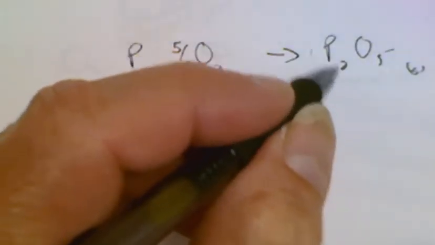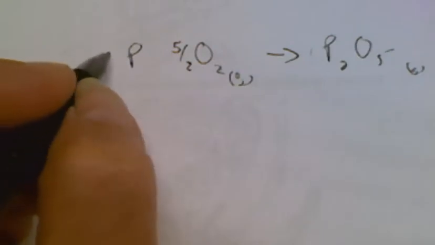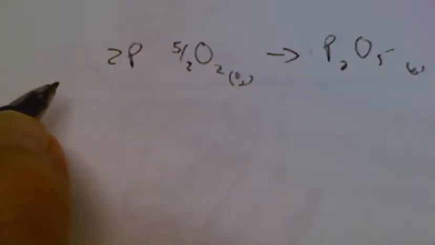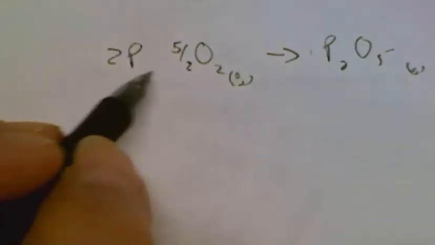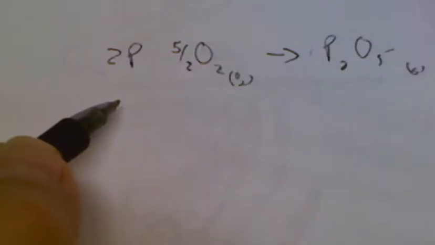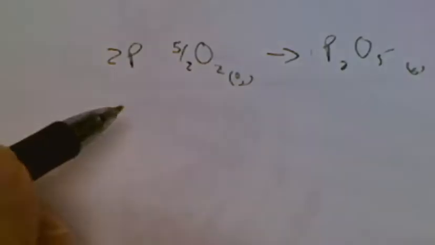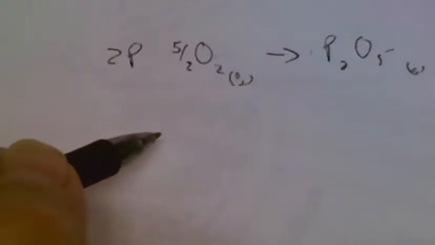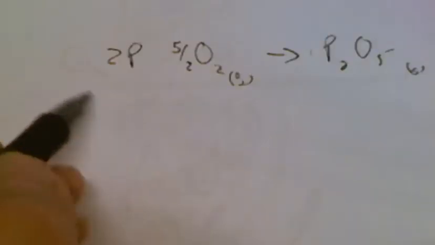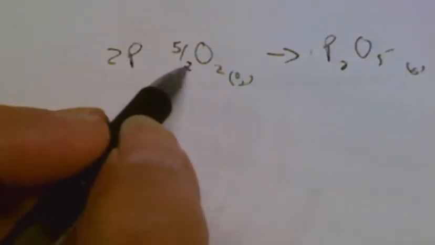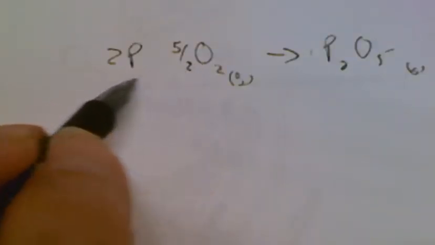oxygens, and now I still got to balance my phosphorus. So I'm going to say I would need 2 of those. All right, so now technically this equation is balanced. However, it doesn't have a simple whole number ratio, so I got to get rid of that fraction. And I'm going to do that simply by multiplying it by 2. And when I multiply that by 2, I also have to multiply everything else by 2.